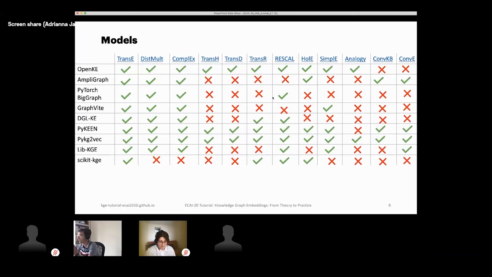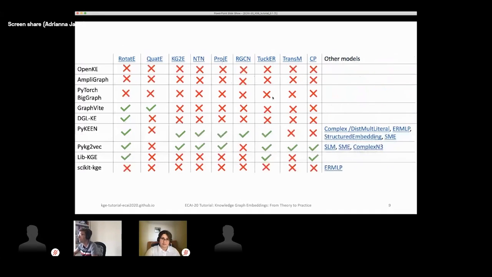So some of the most common models are TransE, DistMult, and ComplEx. You can see they are available in almost all libraries, and there are some variations across the rest of the models, in which library provides what models. So you can have a look at that and see maybe which fits the use case you need. It depends on the models that are offered.